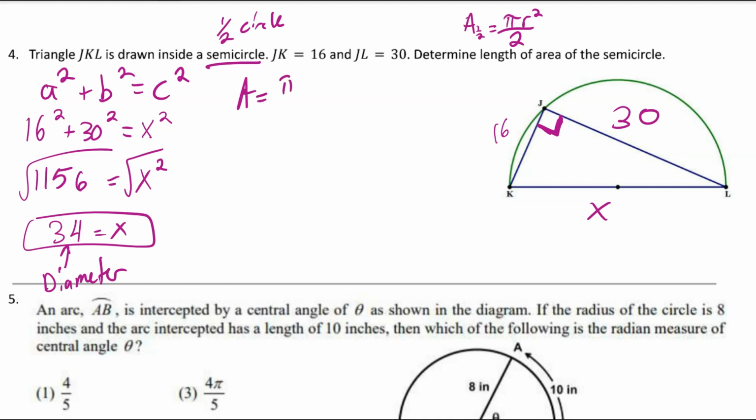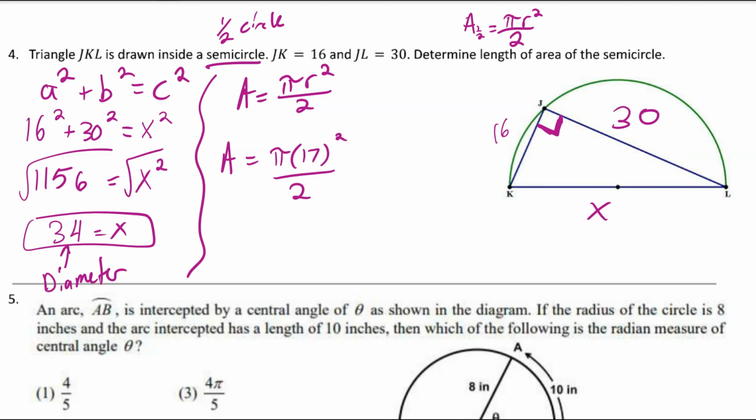So this number right here represents the diameter of the semicircle, which would mean that if I'm plugging into the formula for half of the area of the semicircle, my corresponding radius would be half of 34, or 17 in this case.